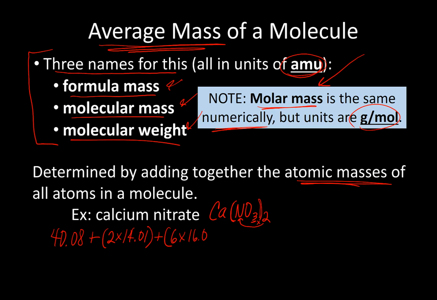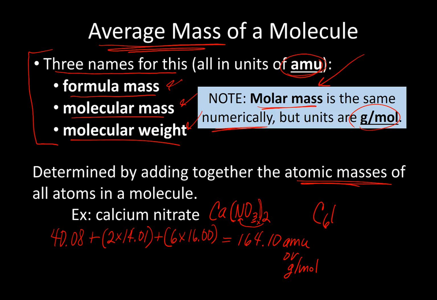And each oxygen atom has an atomic mass of 16.00. So you do all of the math involved there, multiplying and adding, and you get 164.10 AMU for this ionic compound. And again, I chose an ionic compound here, not on purpose, but it's the same exact process for a molecular compound.